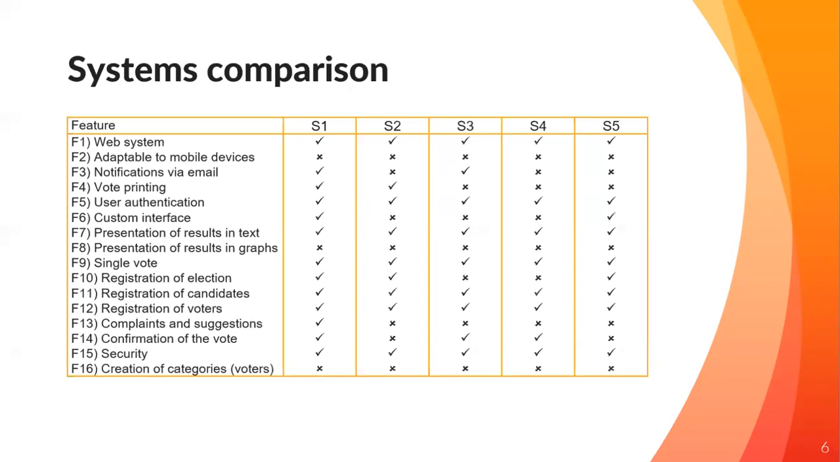For example, all of them are web systems. None of the systems are adaptable to mobile devices. Only the first and second systems allow vote printing. None of the systems present the results of an election through graphs, among others.